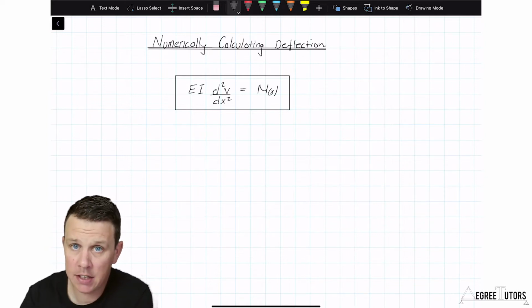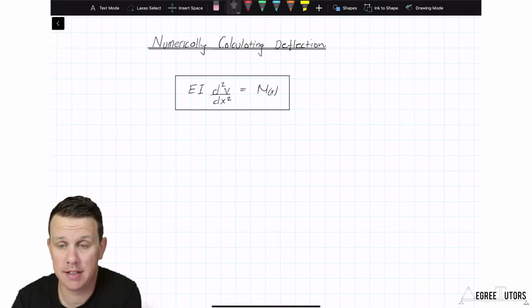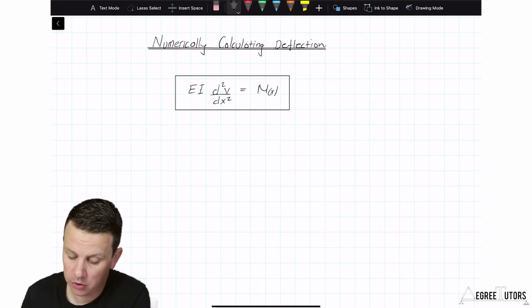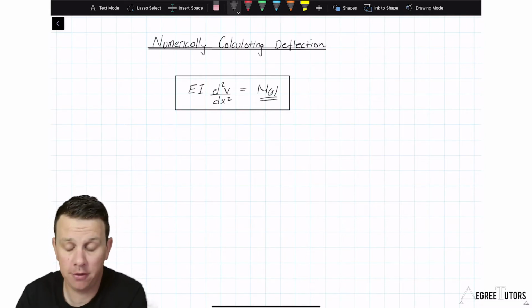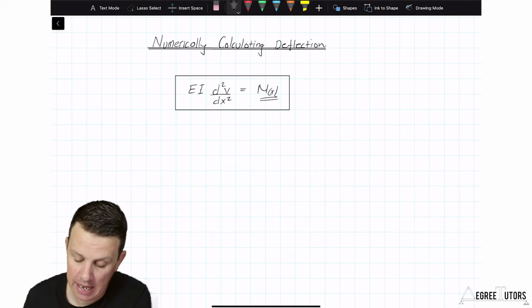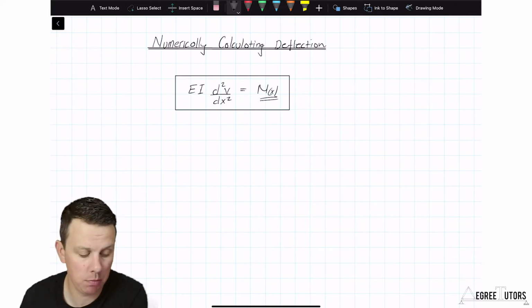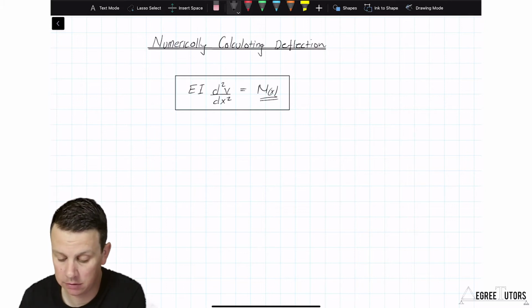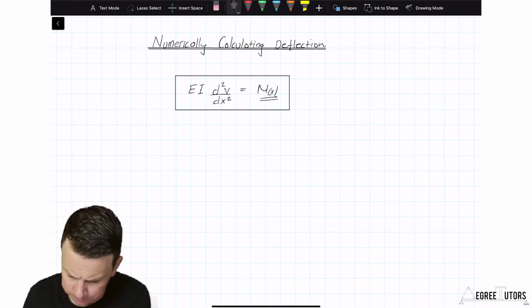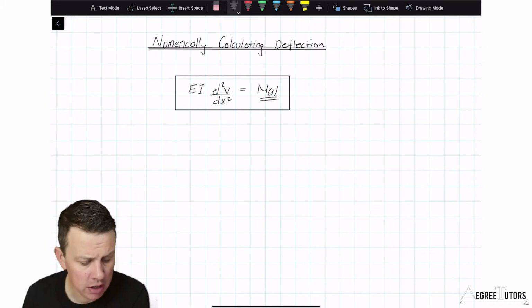Now, we've seen this guy many, many times. As I said in the previous video, our usual approach is to work out some function of x that describes the bending moment, and then integrate both sides of this equation twice. That will leave us with some unknown constants of integration, and we typically use boundary conditions to solve for those unknowns. Now, our approach this time is going to be different.